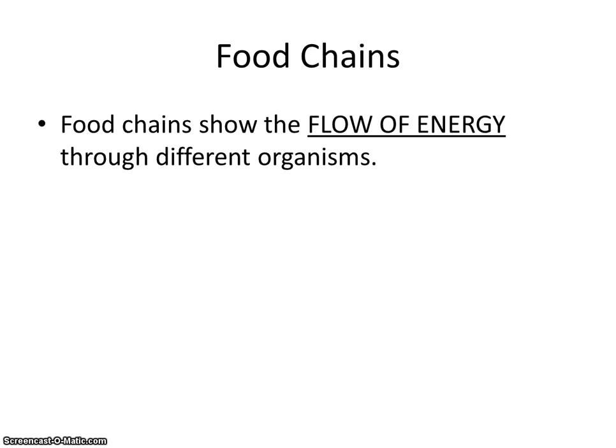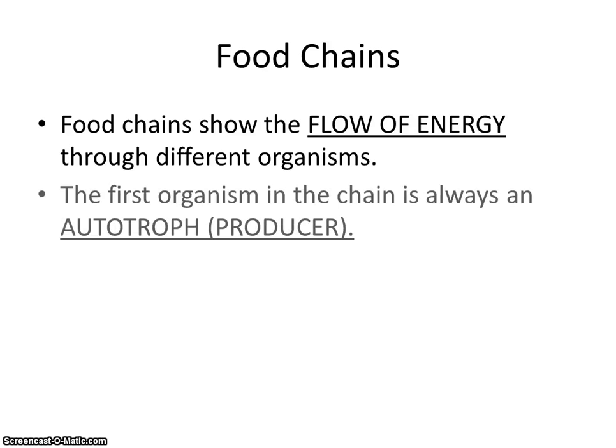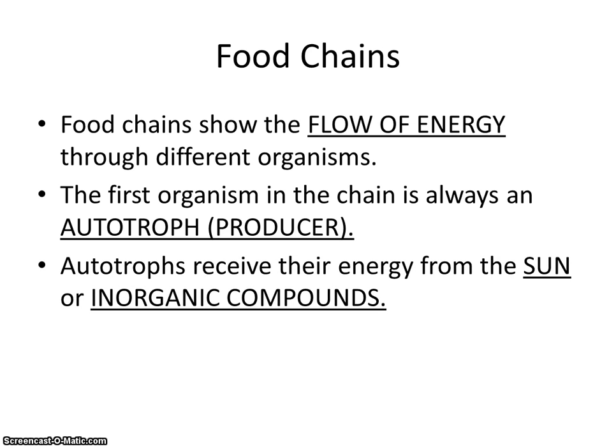So food chains show the flow of energy through different organisms. It's not just about who eats who. It's who's giving energy to who as well. It's all about energy. The first organism in the chain is always going to be an autotroph, or producer. It's the base for that food chain. Autotrophs receive their energy from the sun or inorganic compounds.